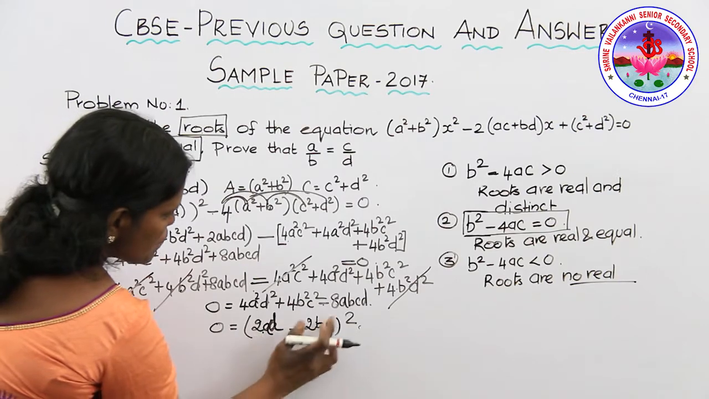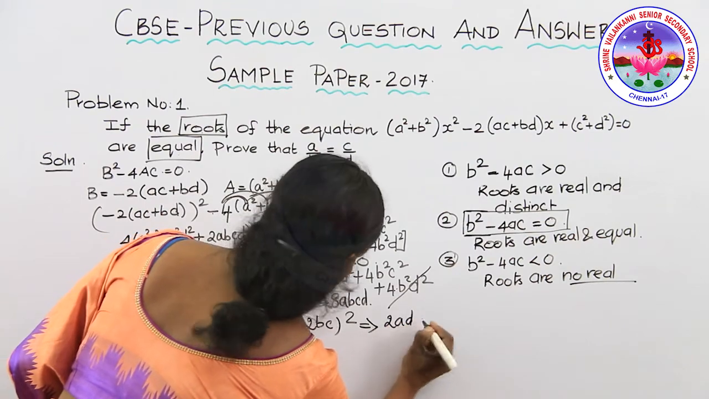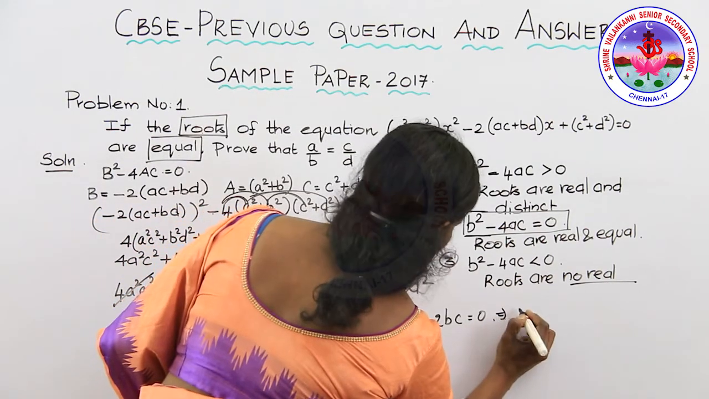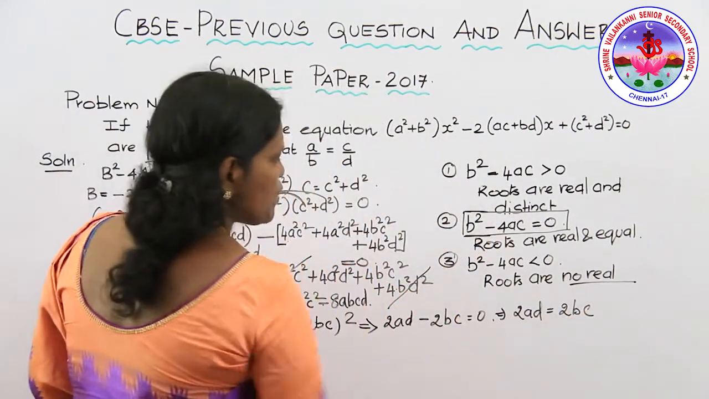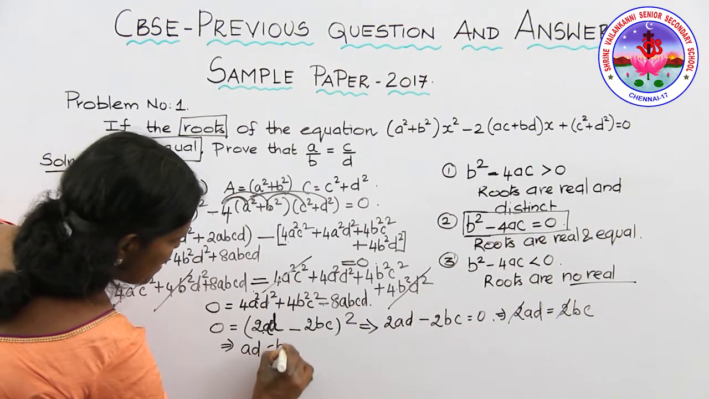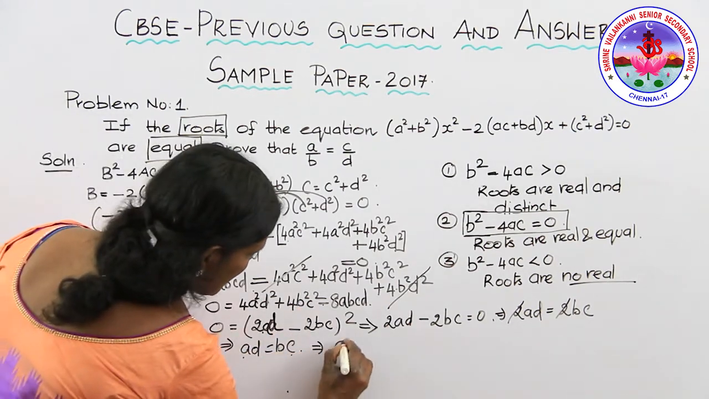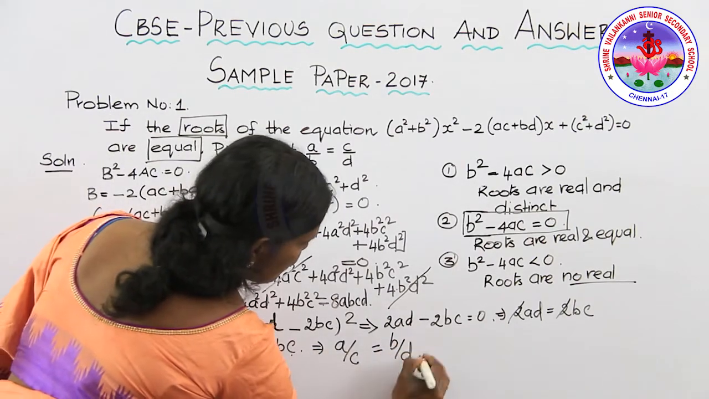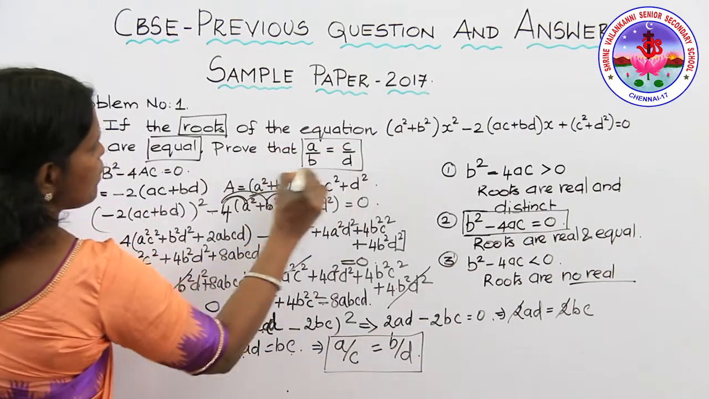Since this expansion to the power of square is equal to 0, which implies 2ad minus 2bc is equal to 0. In this case, I am going to take 2bc to the other side, it becomes plus 2bc. So 2 gets cancelled. I will be having AD is equal to BC. So bring this B to the other side and D to the right side. I will be getting A divided by C is equal to B. When D goes that side, it comes under the denominator. So I proved that A by C is equal to B by D.